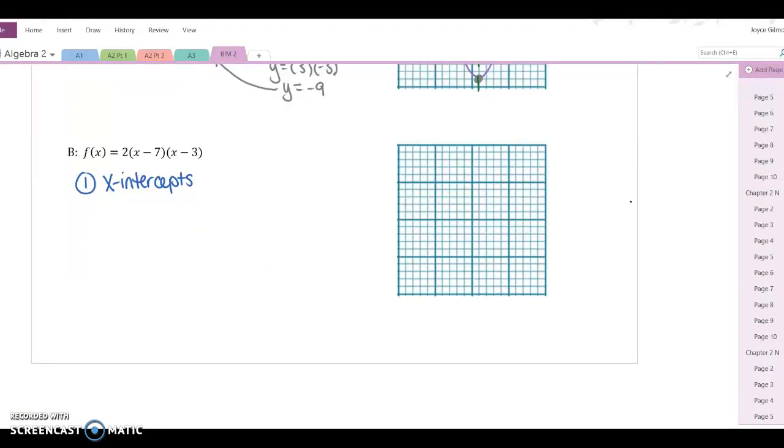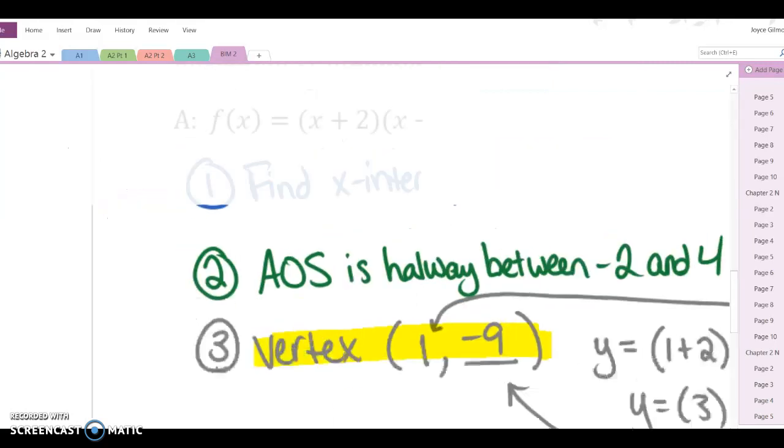Our x-intercepts for this function are positive 7 and positive 3. You can think about what x value will make the parentheses equal 0, or you can just take the opposite of whatever number you see in there. So 7 and 3. And probably because of the type of graph we're using, you can easily see that the axis of symmetry is 5. 5 is halfway between 7 and 3.